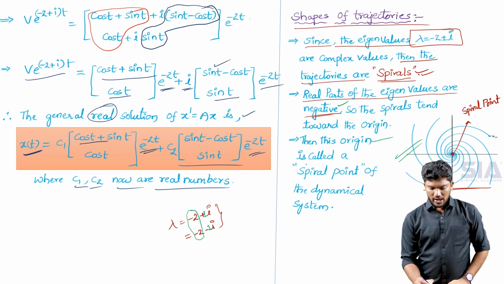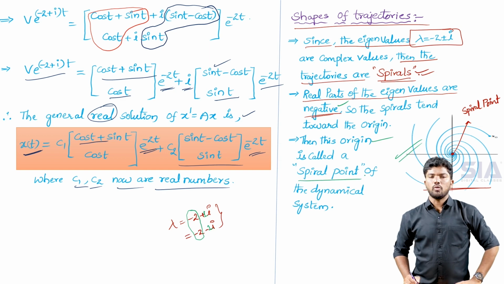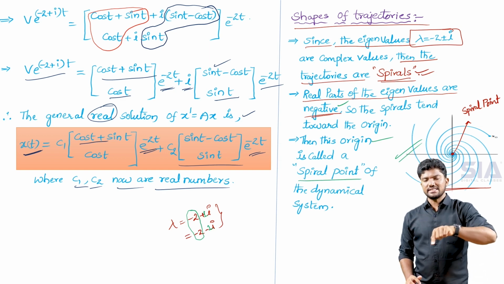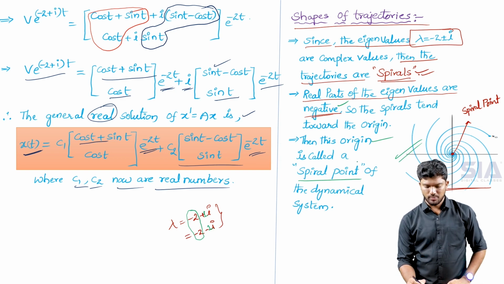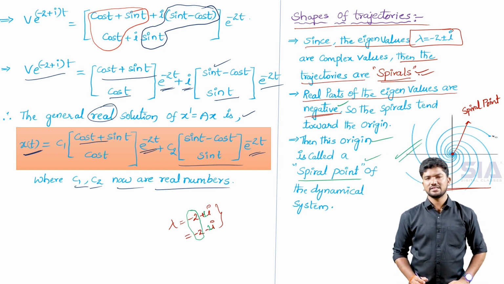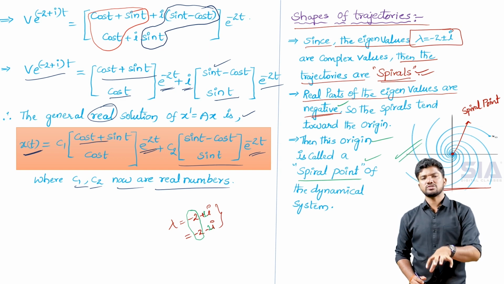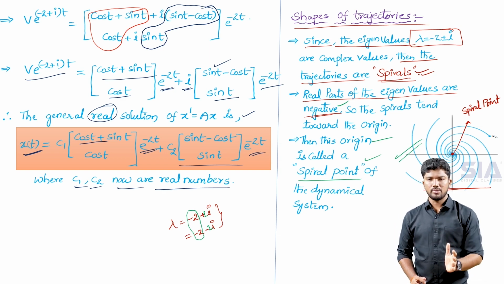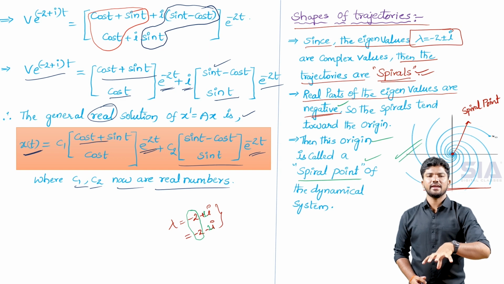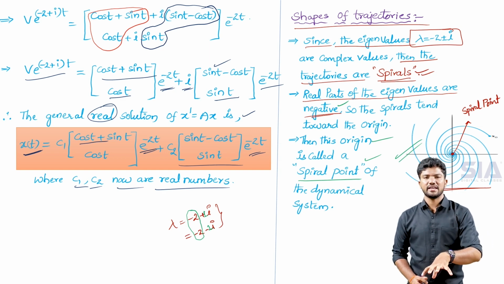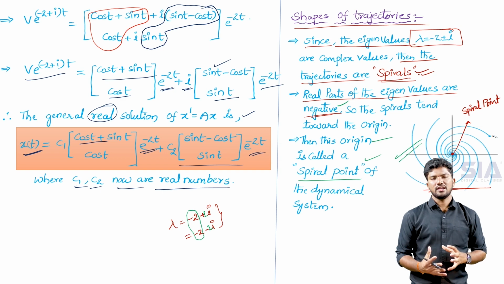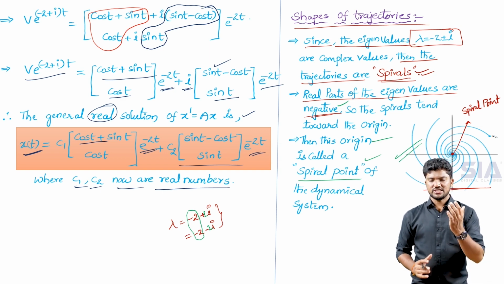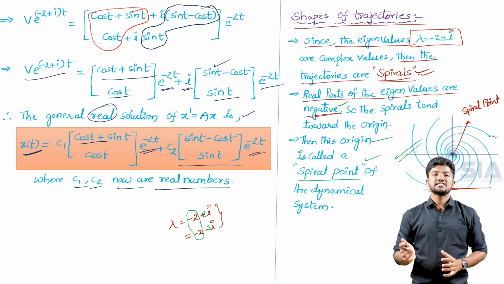Then this origin is called a spiral point. Whenever all those trajectories travel towards the origin and meet at one place, then that origin is called the spiral point of the dynamical system. That is the shape of the trajectories. For this problem, based on the complex eigenvalues, the nature of the origin is a spiral point. The shapes of the trajectories are spirals.